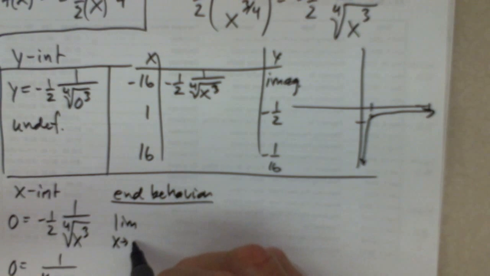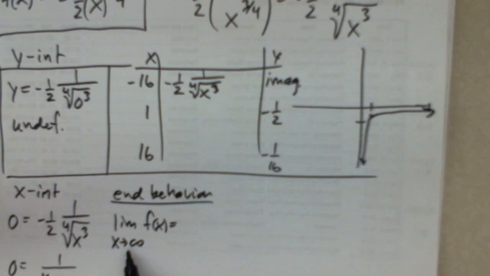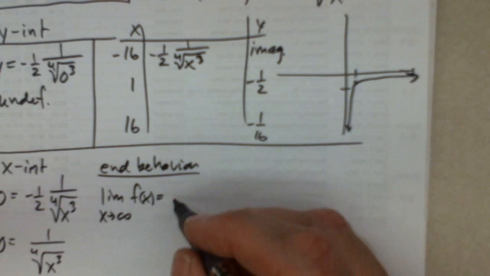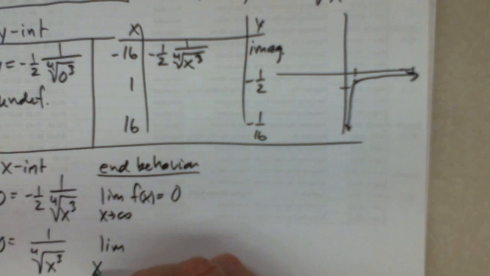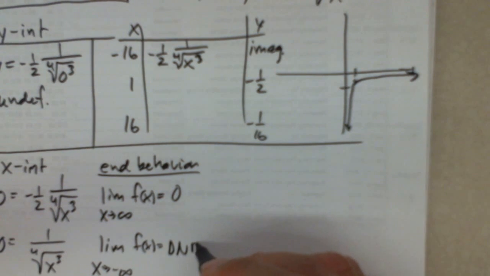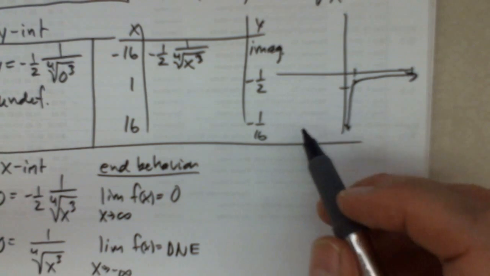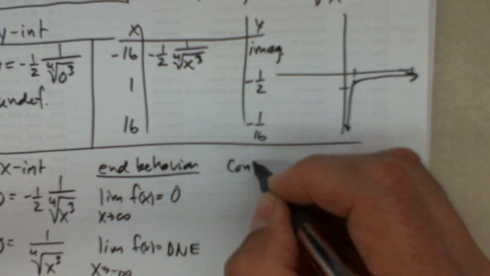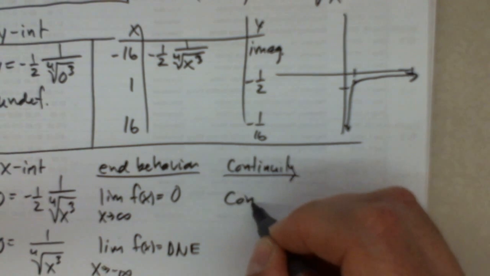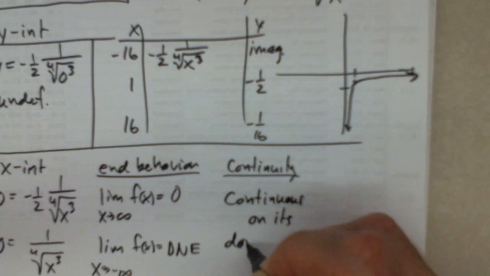The limit as x goes to infinity of f of x. As x goes to infinity, we're looking to the right. As we go to the right, the y value is going to 0. As x goes to negative infinity, the limit does not exist because there is no graph out there. Continuity, we could just say it is continuous on its domain.